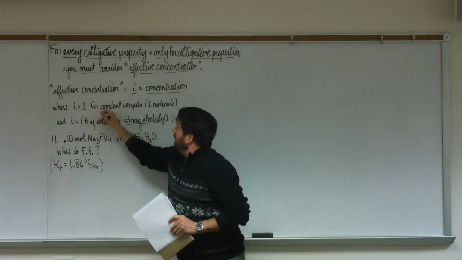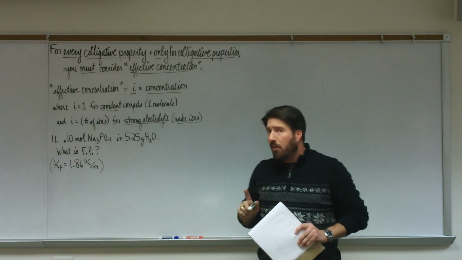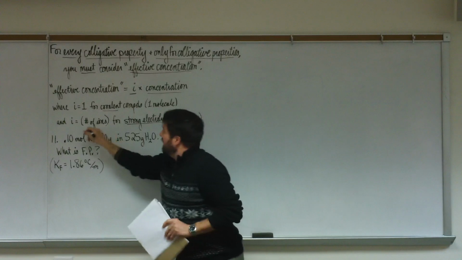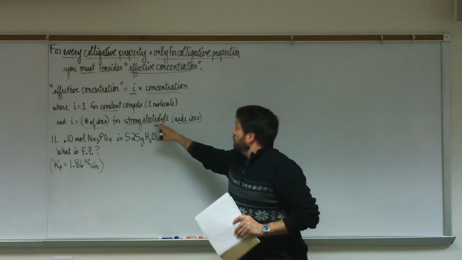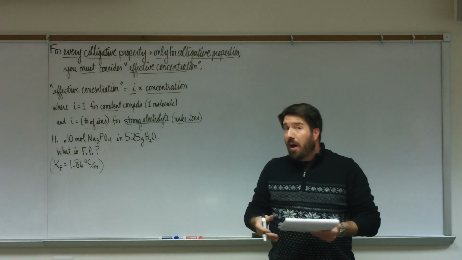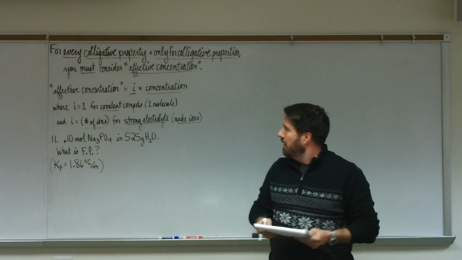i is a 1 if you're talking about a covalent compound, since they dissolve as one molecule, but i is the number of ions that separate if it's a strong electrolyte, because those make ions, and we practice counting who does that and how many ions they make.